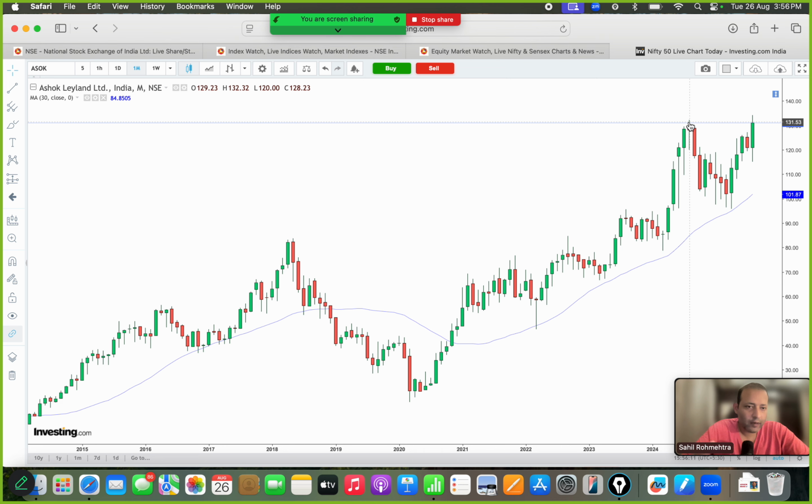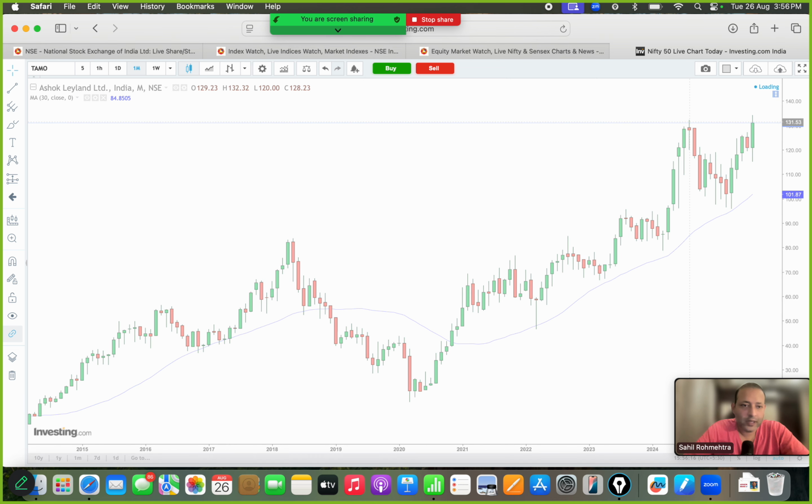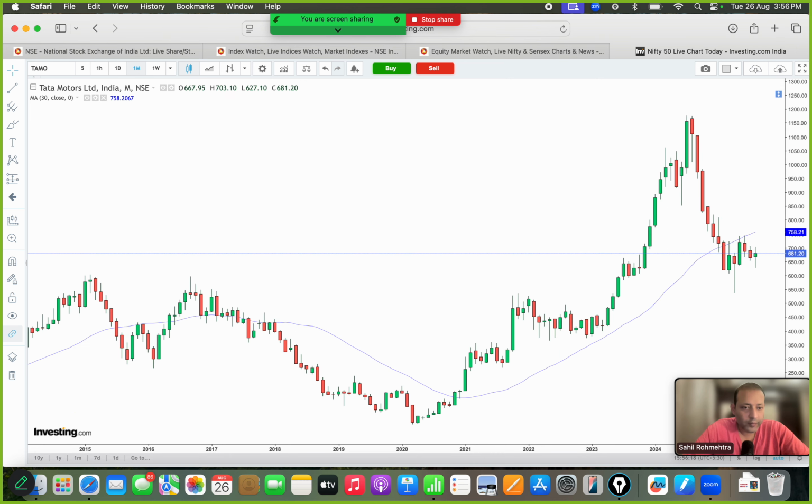To understand this point better, I'll give another example. Let's say, for example, I select Tata Motors. Now, in the case of Tata Motors, you will see that the price clearly breached the 30 period moving average. Tata Motors also is trading at an all-time high, and this is its first pullback. But we can see that this pullback is weaker than the index pullback. In other words, Tata Motors has been a laggard.